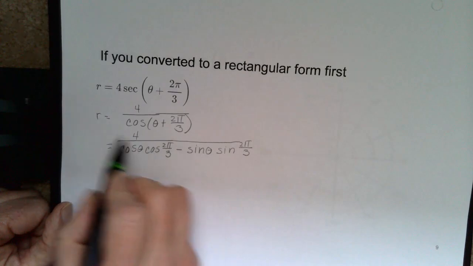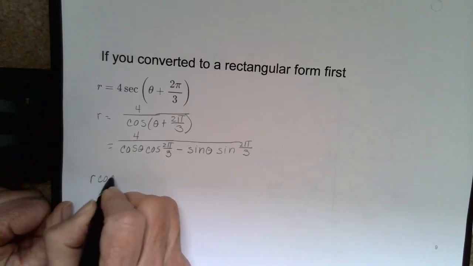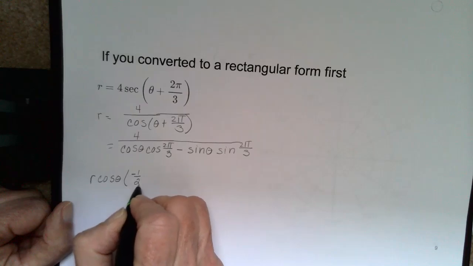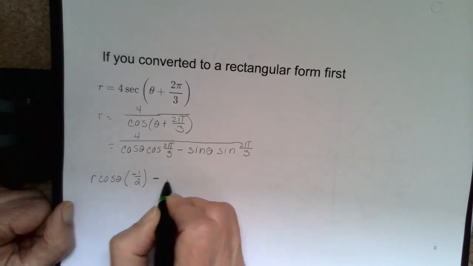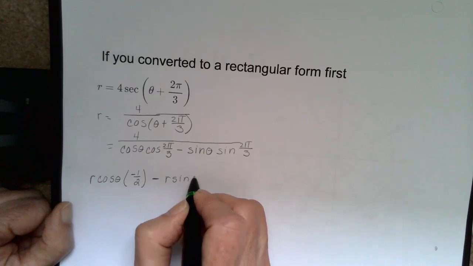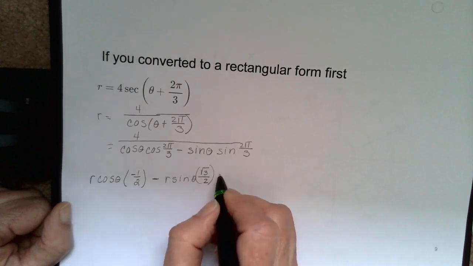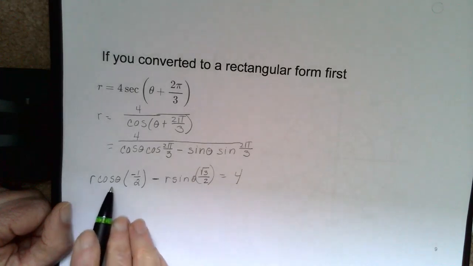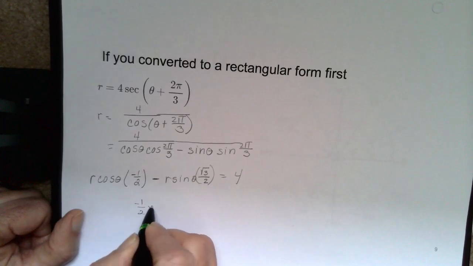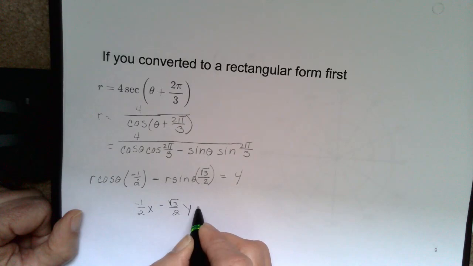So I'm going to take this bottom and multiply it times the other side. So I'm going to have an r times the cosine of theta, and then the value of that is going to be negative 1/2, if you look at your unit circle, minus the r times the sine of theta, and it's the square root of 3 over 2, okay, equals 4. Now, this is going to be your x, this is going to be your y. So I have a negative 1/2 x minus the square root of 3 over 2y equals 4.